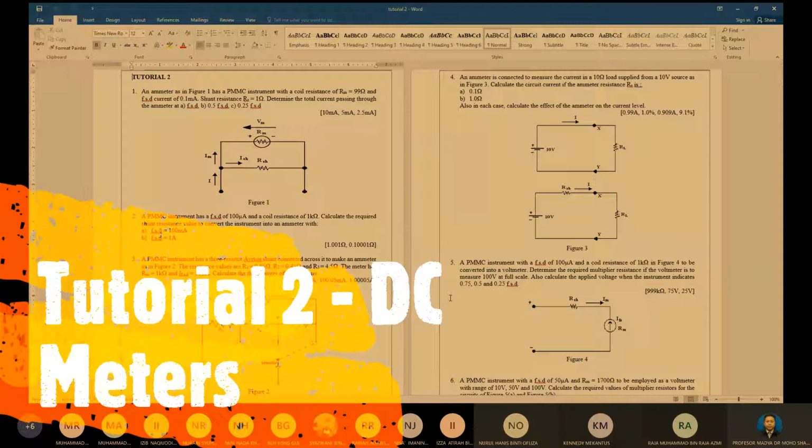So I think the midterm tests will cover chapter 1, chapter 2, until chapter 3, until AC meters. That's why I try to cover tutorial 2 and tutorial 3 before the midterms. So today we try to cover tutorial 2.